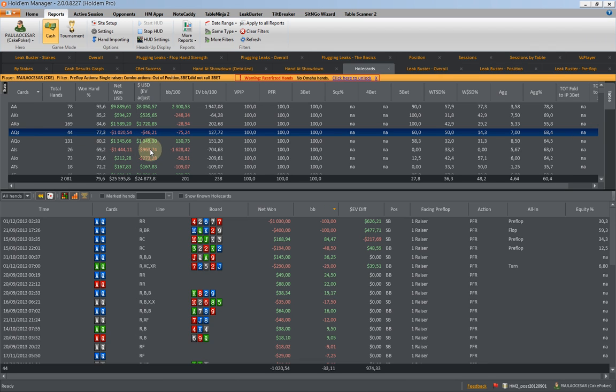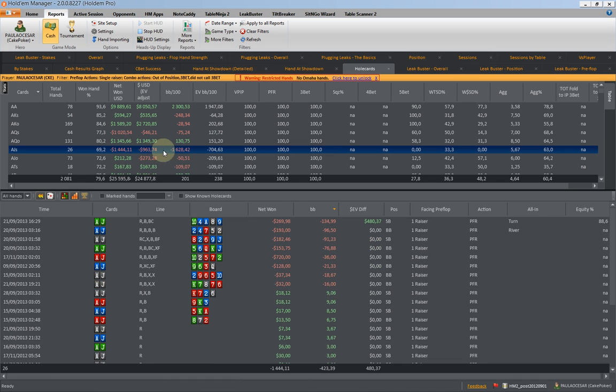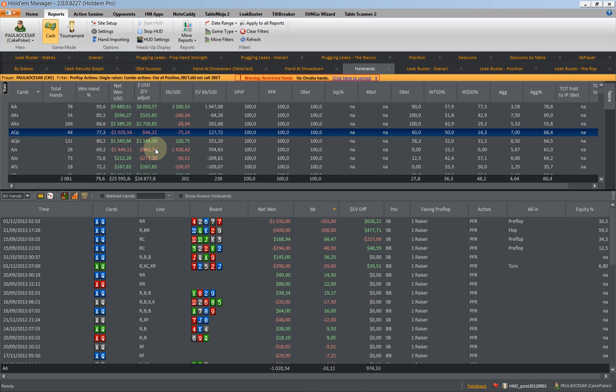Ace jack suited, I lose money with this hand. I lost money, well, I only played 26 hands with ace jack suited at that time, but I lost money. So Holdem Manager helps you wonder why. You check the stats and then you say, hey, why do I lose money with this hand? Hey, why don't I win more with this other hand?